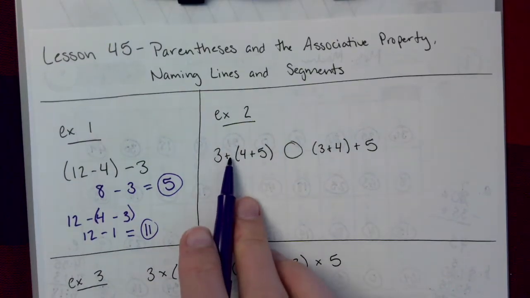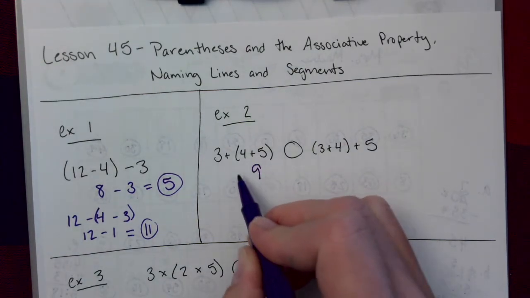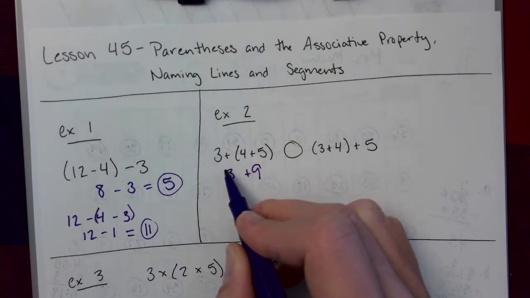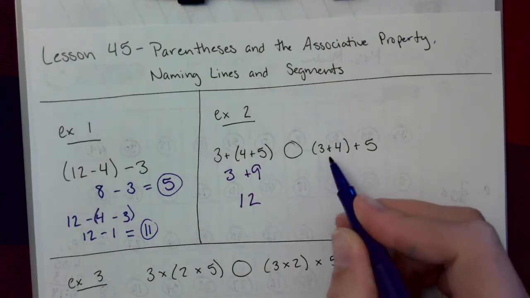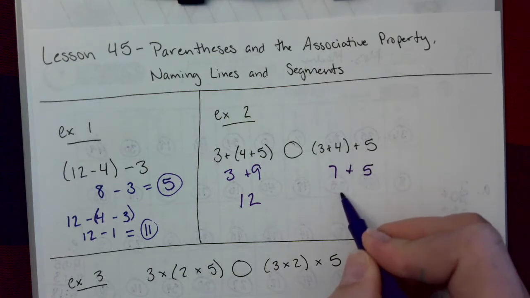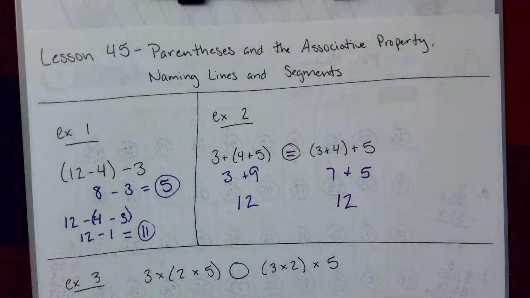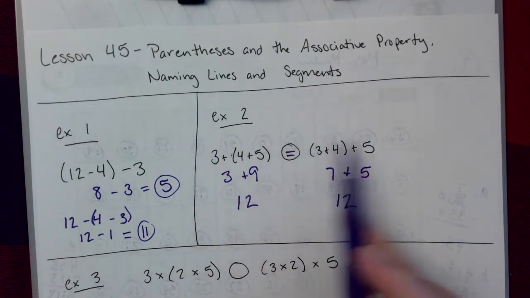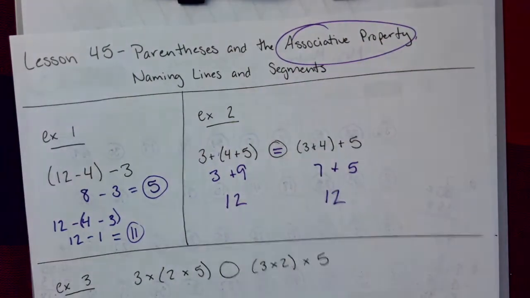Let's see if it matters for addition. Let's do the parentheses first. 4 plus 5 is 9. So 3 plus 4 plus 5 is 9, gives us 12. Now let's do 3 plus 4 first. 3 plus 4 is 7, plus this 5 over here. 7 plus 5 is 12. Oh, we get 12 and 12. It doesn't matter for addition. For addition, we can associate different numbers first, and we're still going to get the same answer. Okay? That's called the associative property.